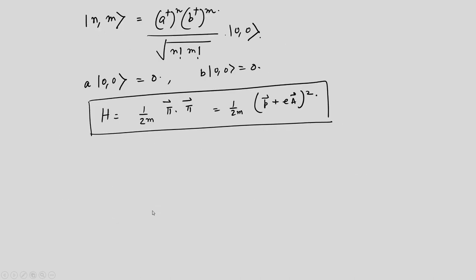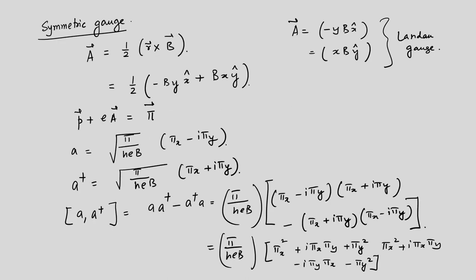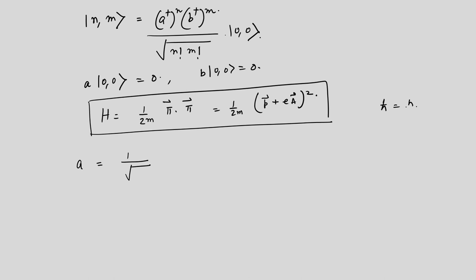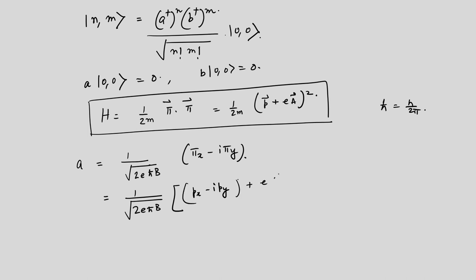In order to do that, let us write down again these A operators, which are 1 divided by, in terms of this, π over ħ eB. This can also be written using ħ equal to h over 2π. So we can write this as 1 over root 2eħB (π_x minus iπ_y), and this is equal to 1 over root 2eħB times (p_x minus ip_y plus eA_x minus ieA_y). So if you write π_x in terms of p_x and A_x, and π_y in terms of p_y and A_y, this is the thing.